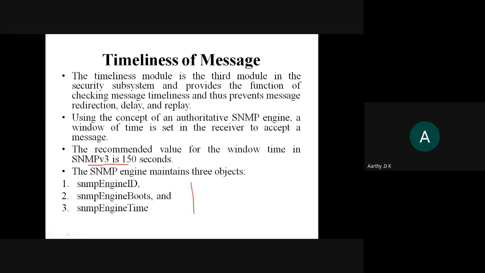One is SNMP engine ID. You can have a unique ID that is given for the SNMP engine. The SNMP engine consists of four components that we saw yesterday, right? A dispatcher, message processing model, then authentication model and your security model. These are the four components we have. So every SNMP engine will have a unique ID, an object identifier.